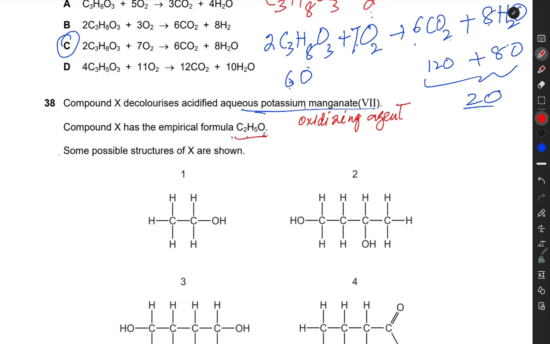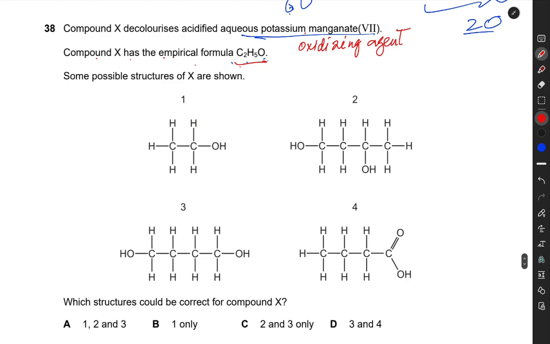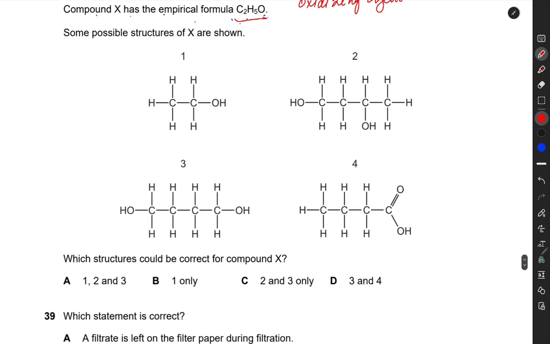So compound X is an alcohol. The second piece of information is that compound X has the empirical formula C2H5O, and if you remember, the molecular formula and empirical formula are the same in the homologous series of alcohols. So this is C2H5O. Some possible structures of X are shown.